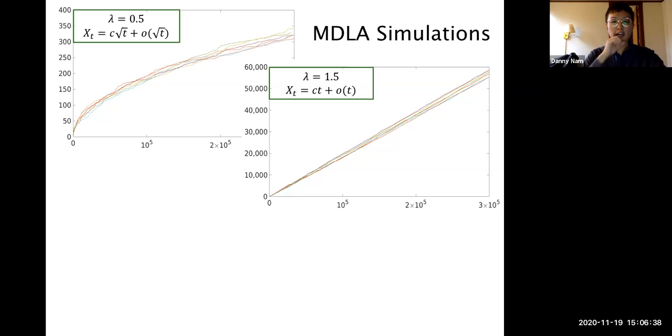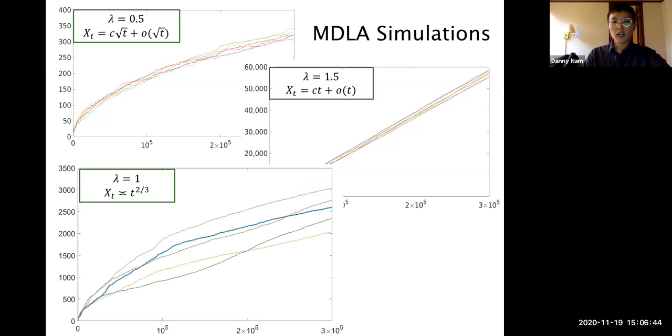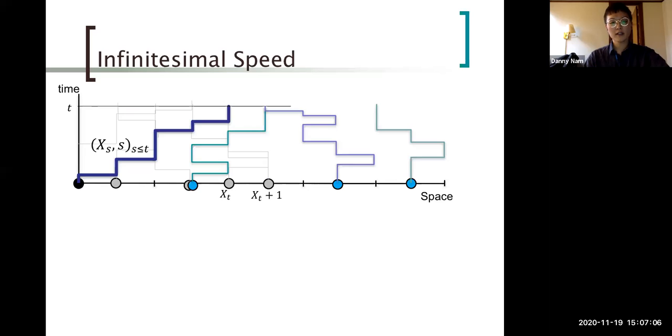So one thing we can see here is that the constant in front of the leading order appears to be deterministic. In contrast, when lambda is exactly equal to 1, the constant in front of the leading order also appears to be random, which will be clear from our result, which I'm going to introduce shortly. So before moving on to the result, I mentioned the infinitesimal speed of the model. So I'm going to clarify what that is first.